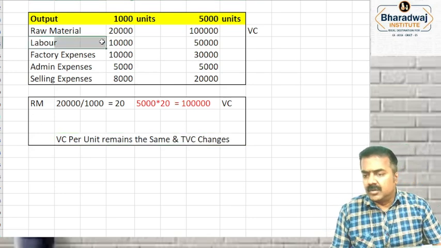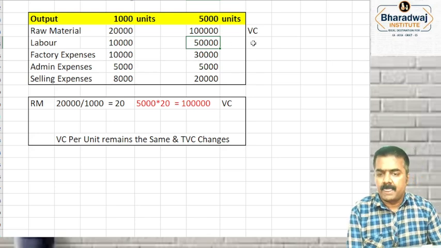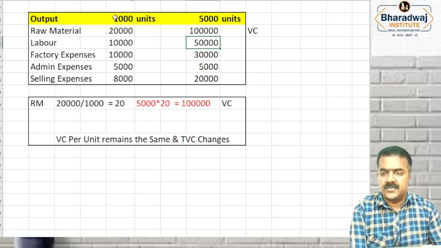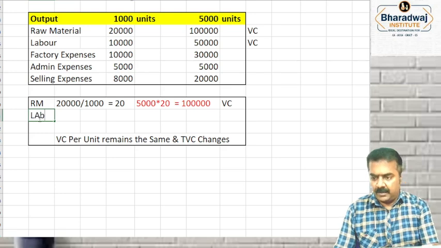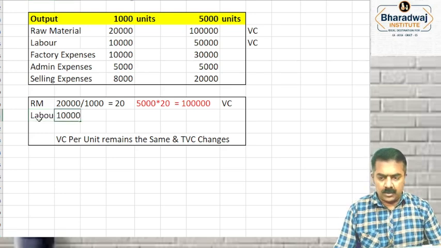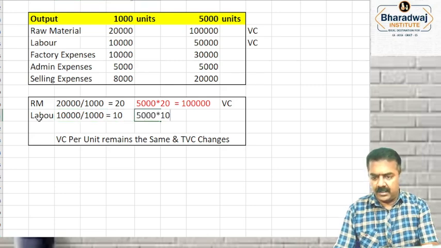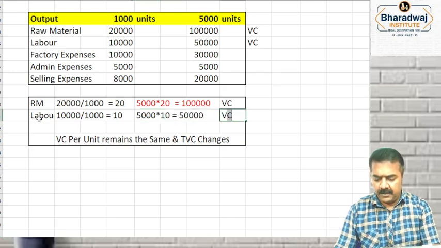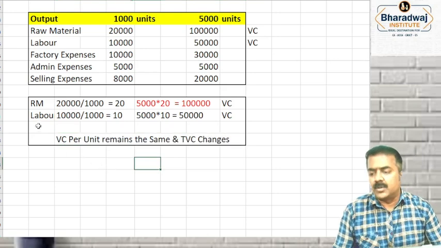Even the labor part. What was the labor cost when there were 1,000 units? 10,000. When it is 5,000 units, what is the labor cost? 50,000, which means it increased 5 times. So it is also which cost? Variable cost. So for labor, 10,000 divided by 1,000 is 10. So it's going to be 5,000 into 10. 5,000 into 10 is how much? 50,000. This is which cost? Variable cost. So variable cost per unit remains the same, but only the total keeps changing.